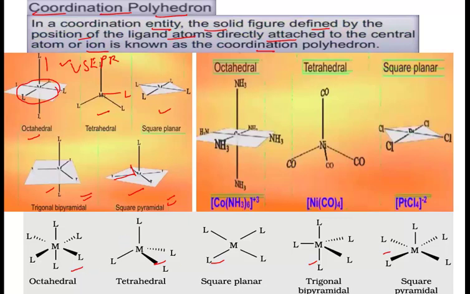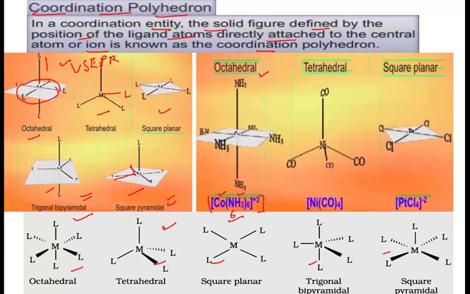You have to remember these, right? And our focus will be on octahedral, square planar and tetrahedral mainly. Now with examples, you can see [Co(NH3)6]3+. So the central atom is cobalt, the ligand is ammonia. What's the coordination number? The coordination number will be 6, and this will be called the coordination sphere or coordination entity, right? And the arrangement will be octahedral.